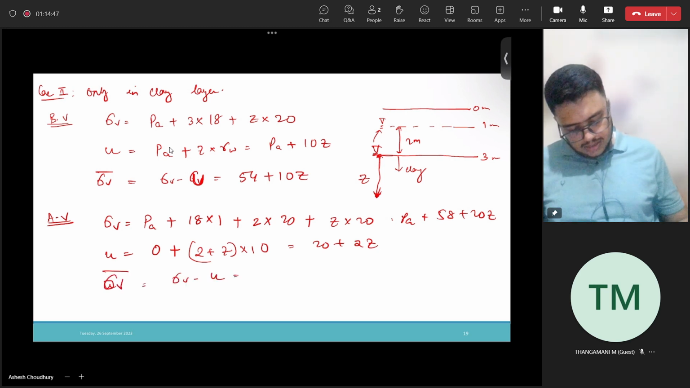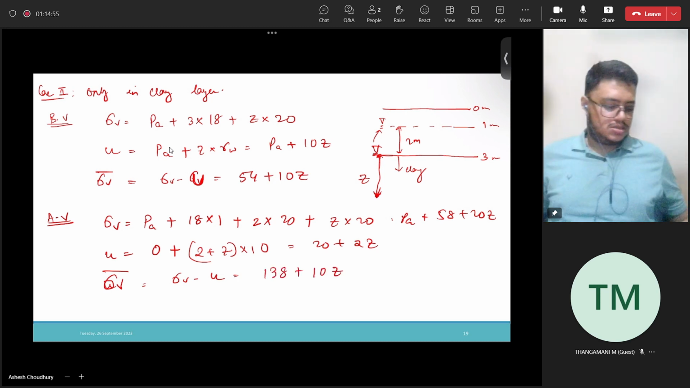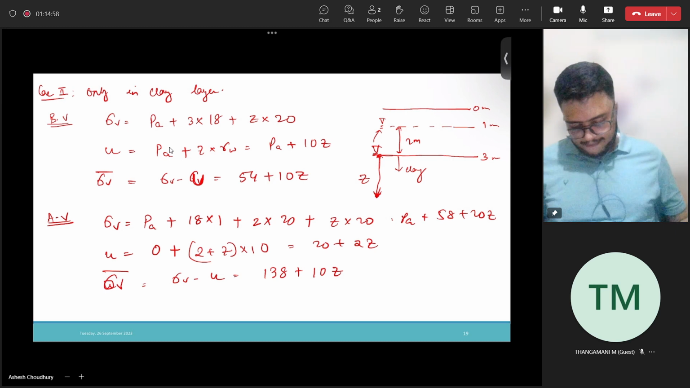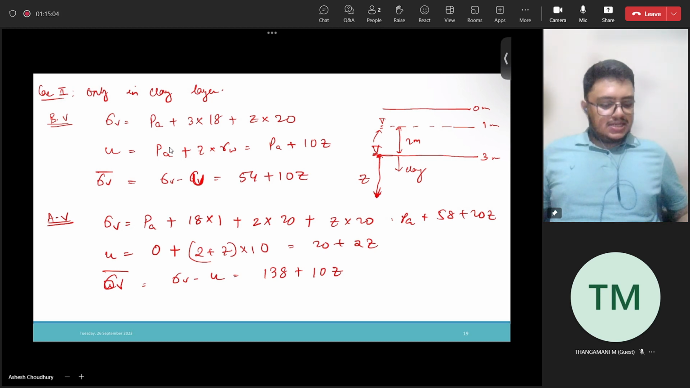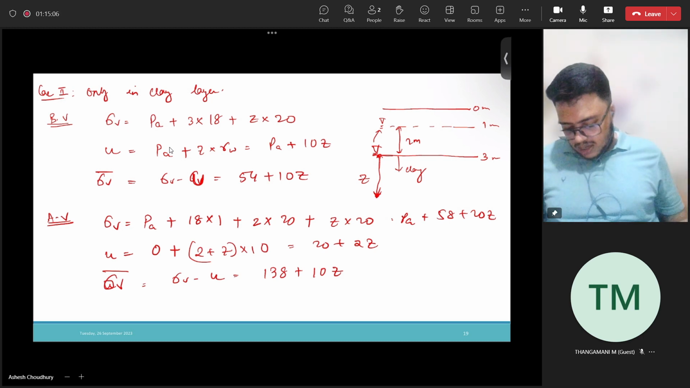So therefore, what is the effective stress? This minus this, nothing but 138 plus 10Z. Okay, this is the effective stress, right? Effective stress after this vacuum is applied.